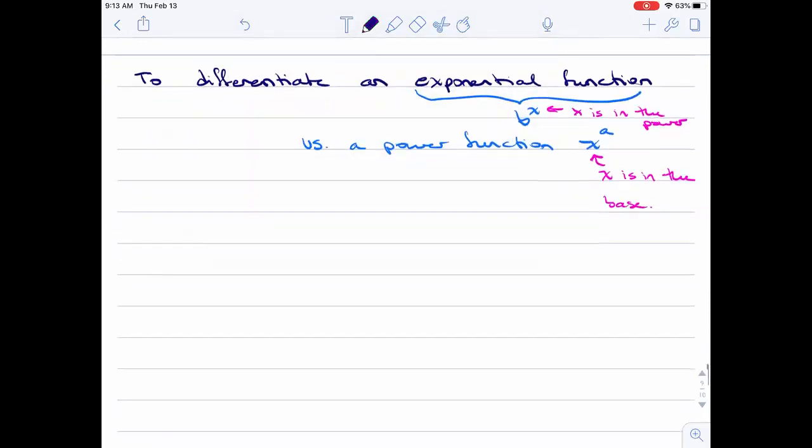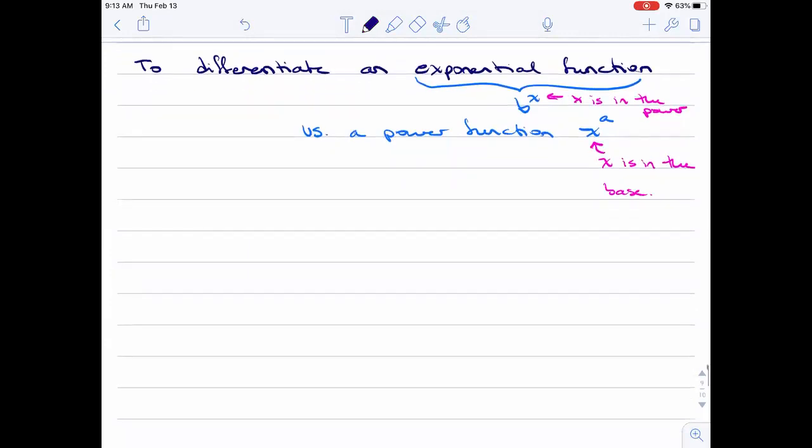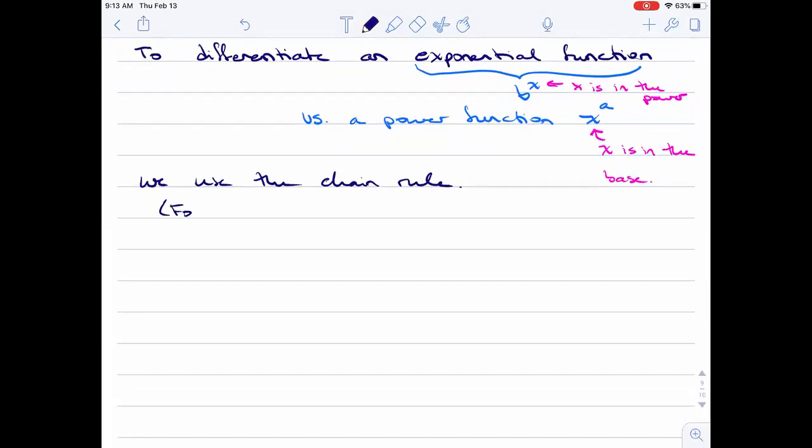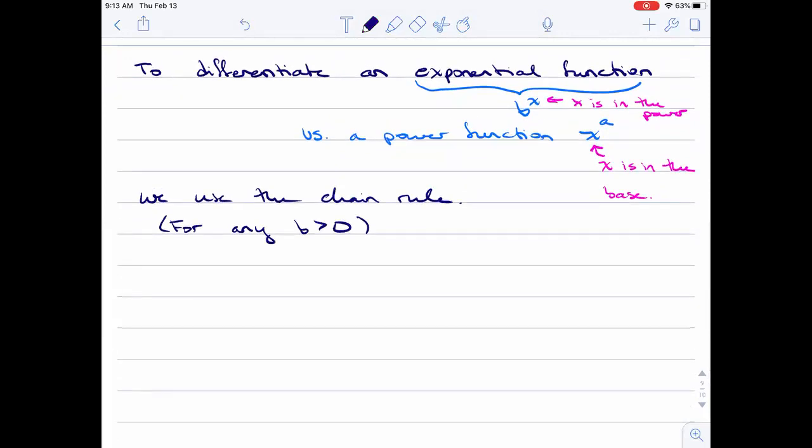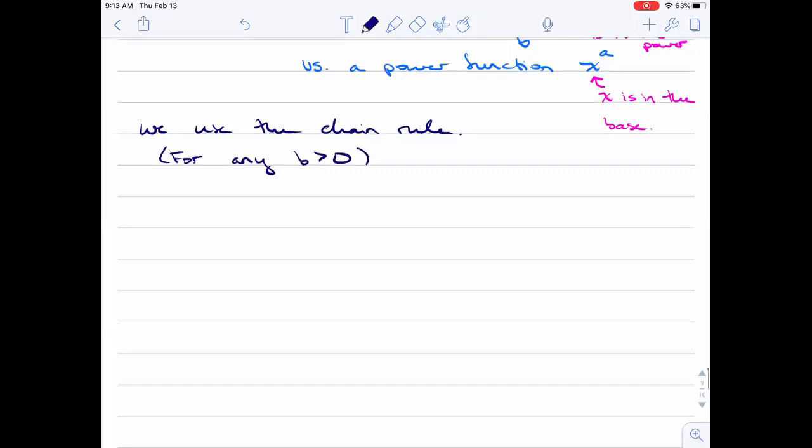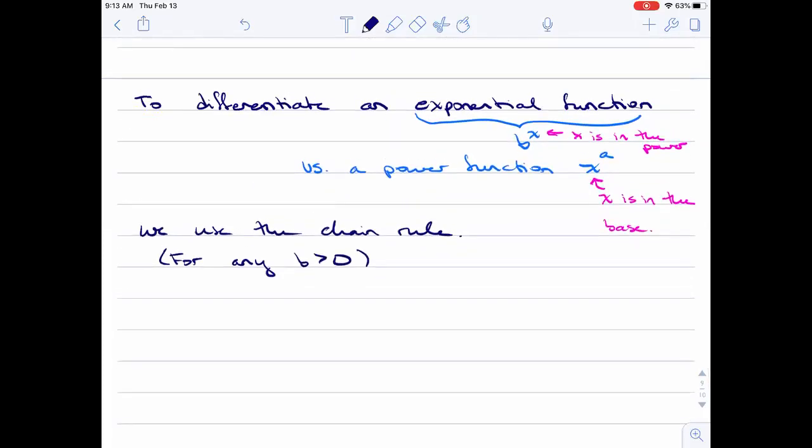But if we're talking about an exponential function, then we use the chain rule. I'll just specify that this is for any base greater than 0. So no negative bases, but I mean, that's always going to be the case for us. Let's see here, because I don't see how we're supposed to deal with b to the x with any of the rules that we know, right?